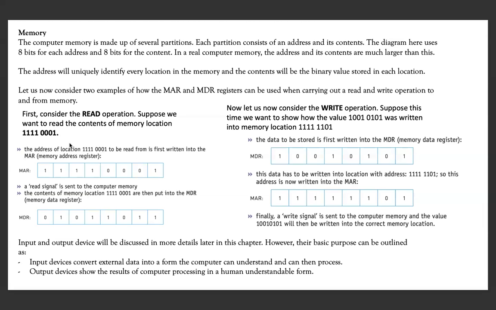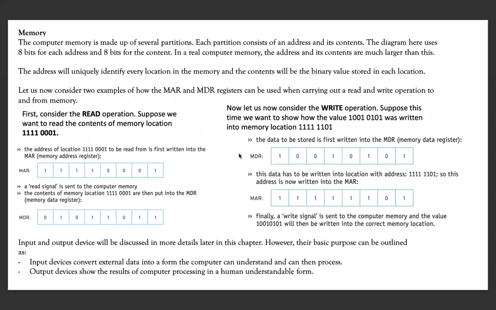First, I need to know where data is to be read from, so the MAR will have that address. Secondly, how can I be sure it's actually a read operation that's carried out? Well, a read signal is being sent out, so obviously a read operation is being carried out. This read signal causes the contents of this memory location to be accessed and brought into the MDR. That's how the contents of this address location are brought into the MDR.